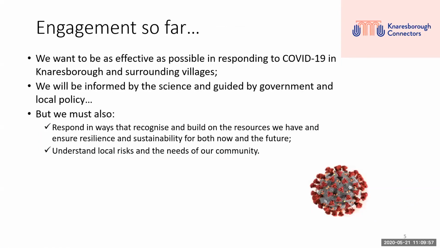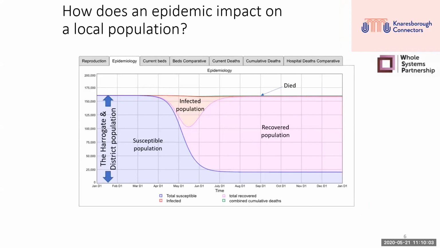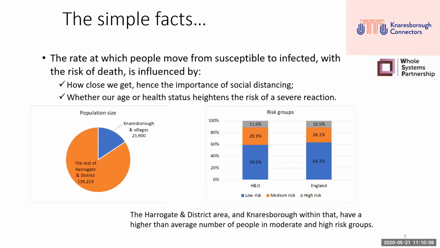Just to show you what we've done so far, we did an engagement event on Zoom, and we took people through the effect of the epidemic. So showed them a few stats. We told them that the Harrogate district in Knaresborough has a higher than average number of people in moderate to high risk groups. You see the whole systems partnership on there. That's who I actually work for when I'm not running Knaresborough Connectors. I think some of you may remember Sarah Overton from Kent CCG coming on the call. She works with Mark Farr, and some of our work was put on there. But obviously we're using everything within our capabilities to support the Knaresborough Connectors.